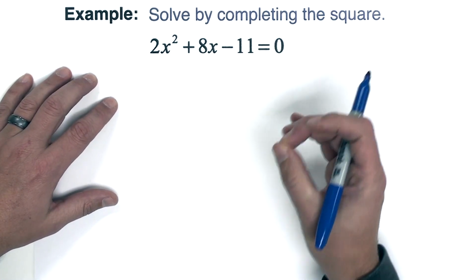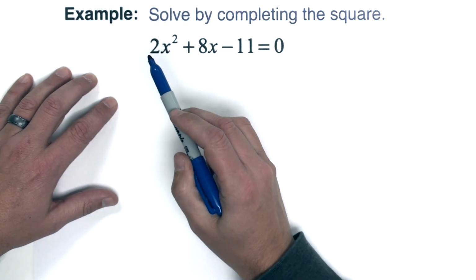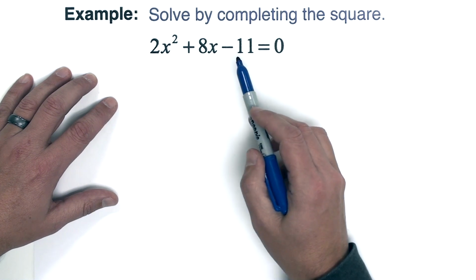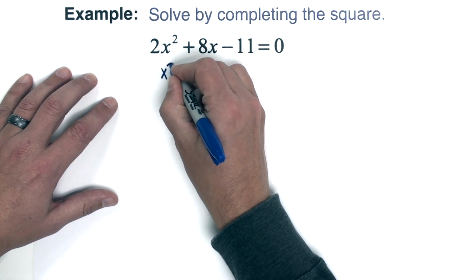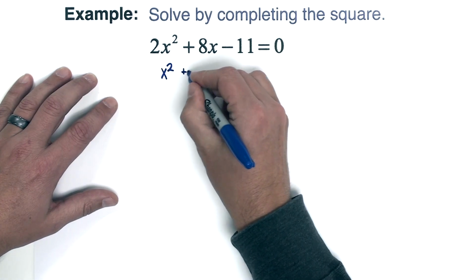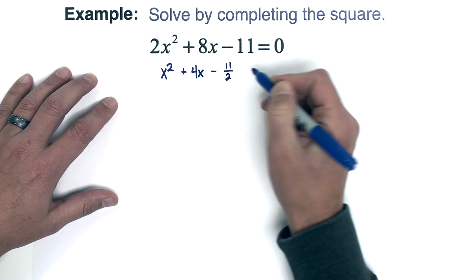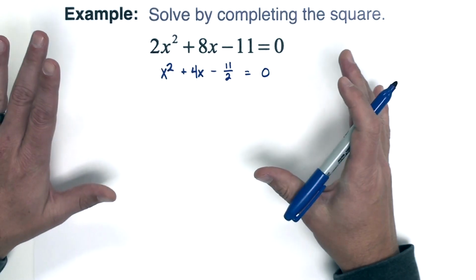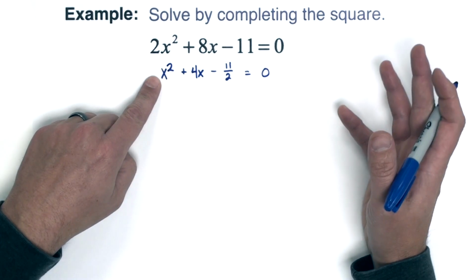So every problem so far has had a 1 in front of the x squared, and this one's got a 2 in front of the x squared. We got to get rid of that 2. We got to get it off of there. And the way that we're going to get the 2 off of that x squared is we're going to divide everything by 2. So if I divide by 2, I get x squared. Divide this by 2, we get 4x. Divide this by 2, we get 11 over 2. Divide 0 by 2, still 0. So that's kind of our first step, is to divide everything out so that we get a 1 in front of the x squared. Okay?